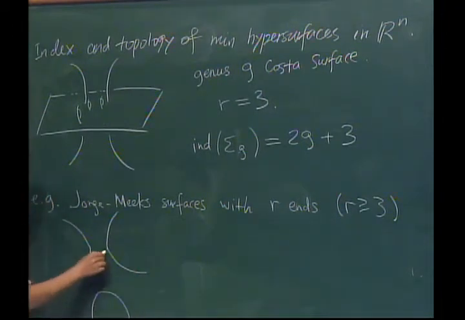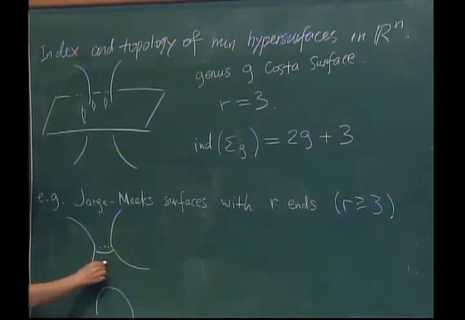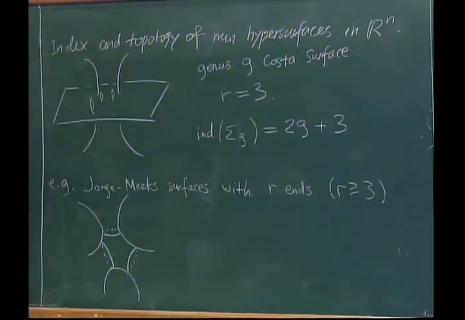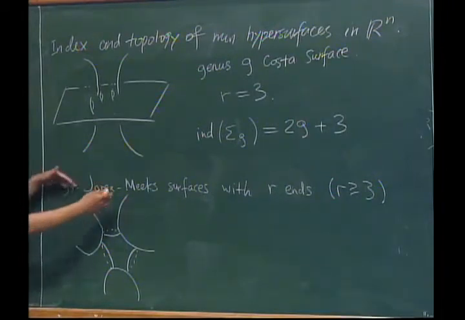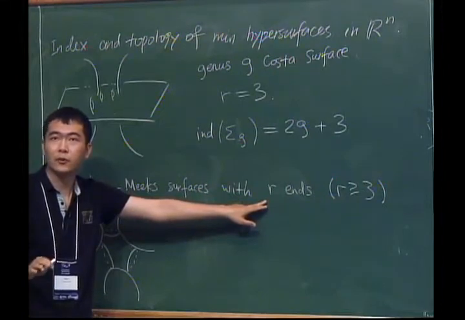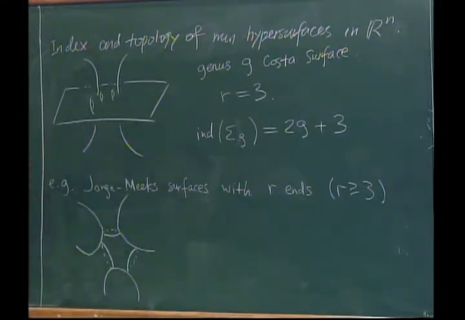Okay, so for example, what I draw here is a Jorge-Meeks surface with 3 ends. Right? So each end here is, you may imagine, asymptotically a catenoid. So it will have self-intersection, right? Near each of the 3 parts, it has self-intersection. And you can do the same thing for arbitrarily many ends, right? So any choice of r, at least 3, you can do the same thing.